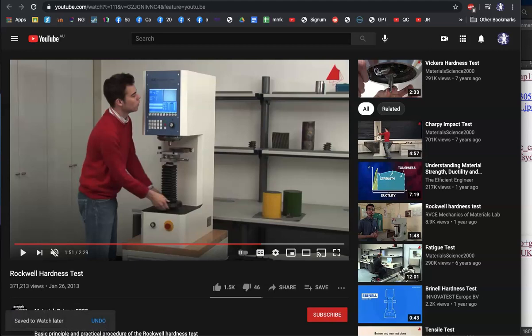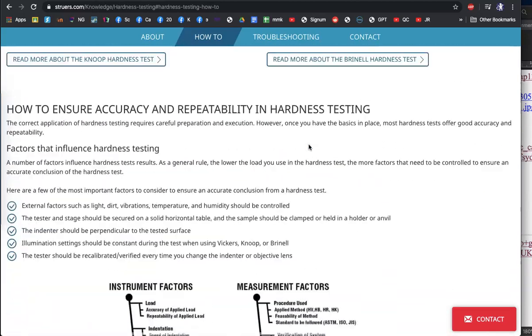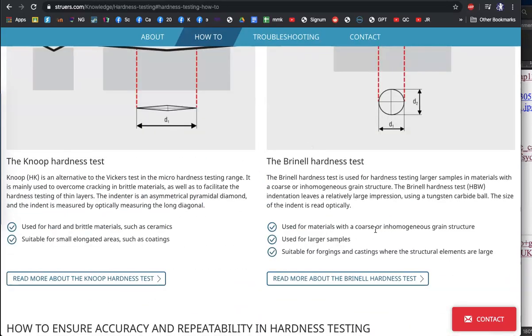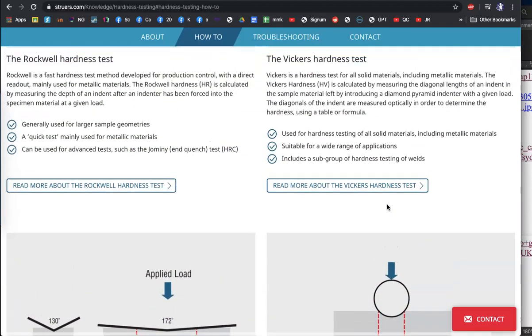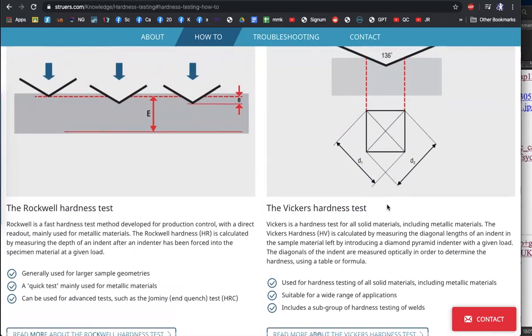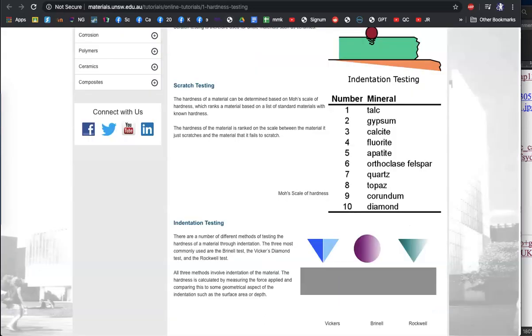Okay, so why do we use it? Well, they use different kinds of indenters, and this one talks about the different advantages. So it says, like here for Brinell, Brinell is used for coarse or inhomogeneous grain structure, used for larger samples, so big samples. It's a ball. It's from the before time, the Brinell test. It's bad because it leaves a permanent mark. The Rockwell test we use because it's pretty quick. Can be used for advanced tests. Okay, so that's where they're used and why they're used.